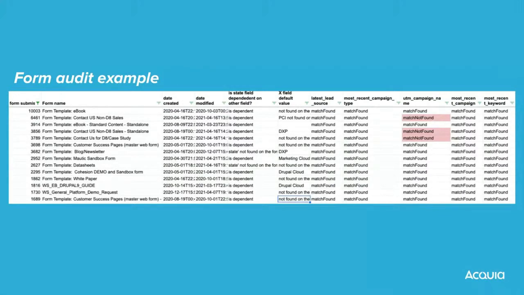As you can imagine, if we were to do this manually for 400 forms, that would be a very painstaking effort. The other two things, other than the UTM fields, are also making sure that a dependent field called state is present on the form. So it's telling us here that the field is not present on the form. And the other condition is here that the X field is present on the form, and what's the default value of that field. So we also have found that. In addition to UTM fields, we found these two other conditions, which was really helpful for auditing our forms on the website.